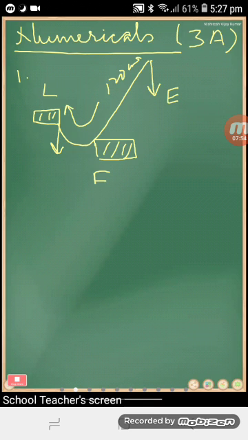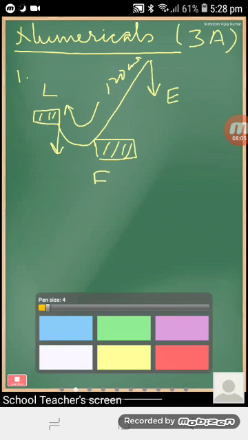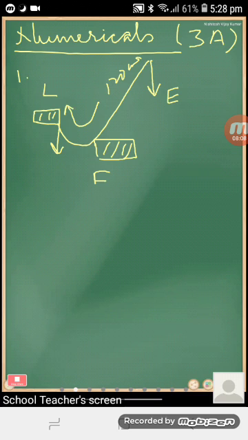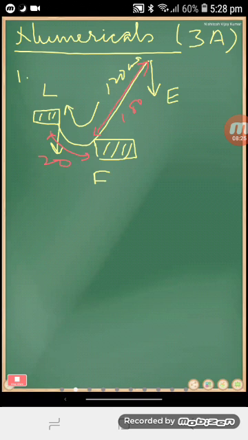Now it says that its fulcrum is situated at a distance of 20 centimeter from the load. So load is here, fulcrum is here. So this distance will be your 20 centimeter. From here to here, this distance is 20 centimeter, and thereby this distance will be your 100 centimeter, which means that load arm will be equal to 20 centimeter, effort arm will be equal to 100 centimeter.